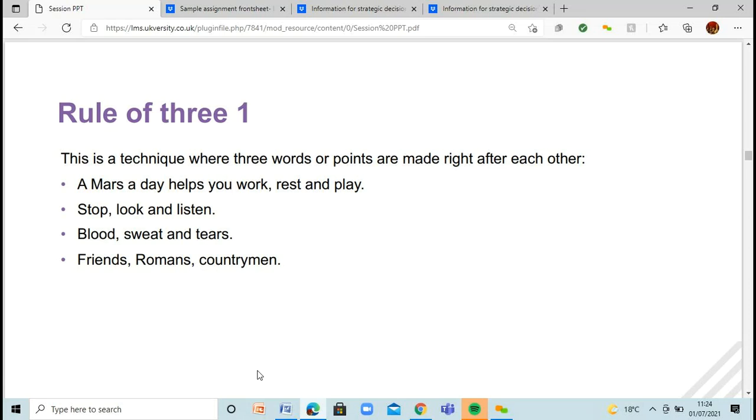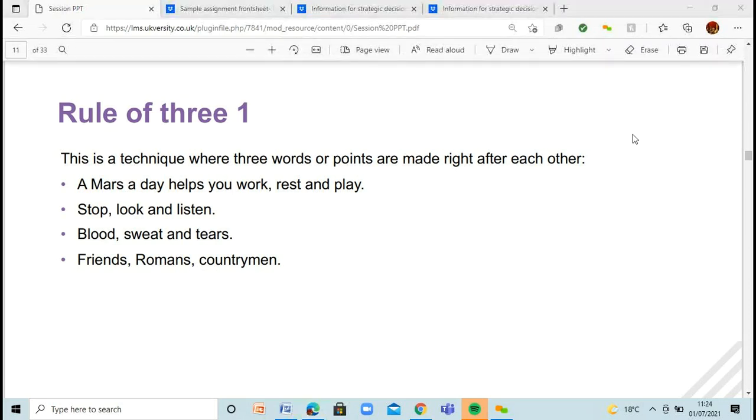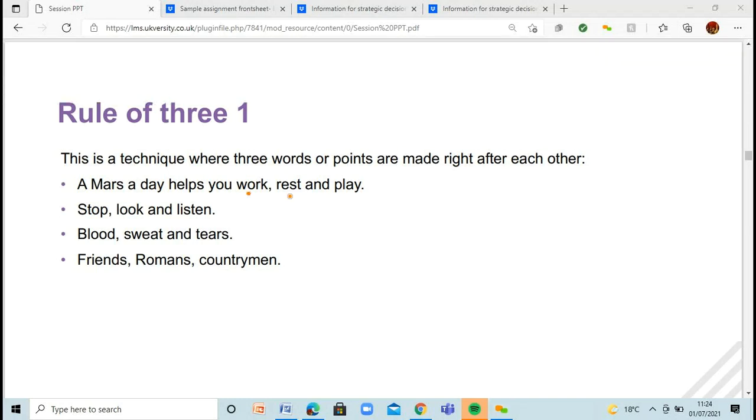So the rule of three is a technique where you use 3 different words or 3 points right after each other. So, an apple a day helps you work, rest, and play. You've got 3 words there, work, rest, and play. Those are your rule of 3. 1, 2, 3. You wouldn't go, an apple a day helps you work, an apple a day helps you rest, an apple a day helps you play, because that'd be boring.